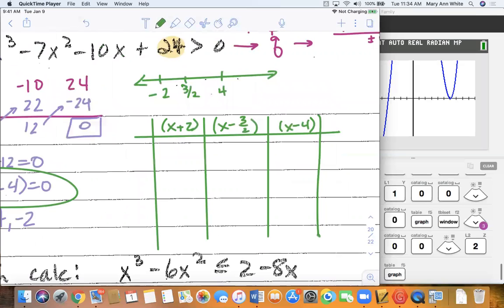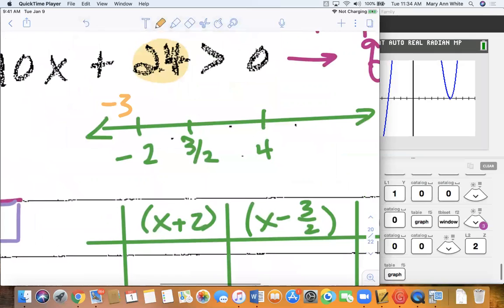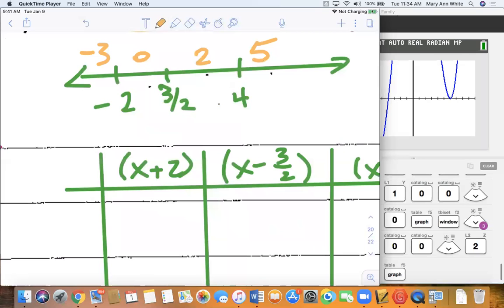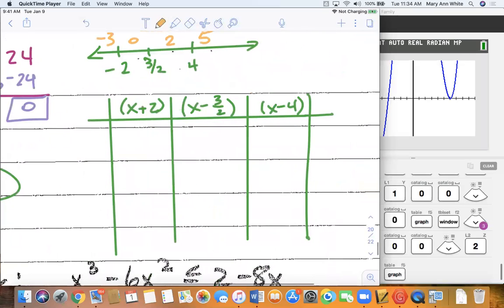All right, now we've got to decide what numbers we're checking. I'm going to check negative 3, I'm going to check 0, I'm going to check 2, and I'm going to check 5. I'll zoom out a little bit so you can make sure you're caught up. I know I'm jumping around a lot.